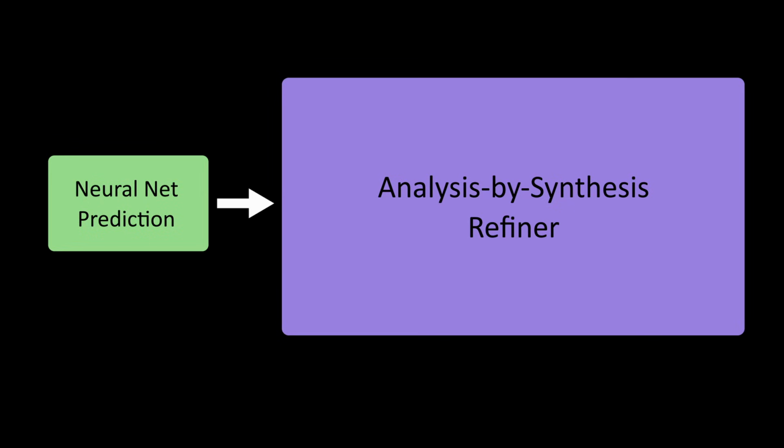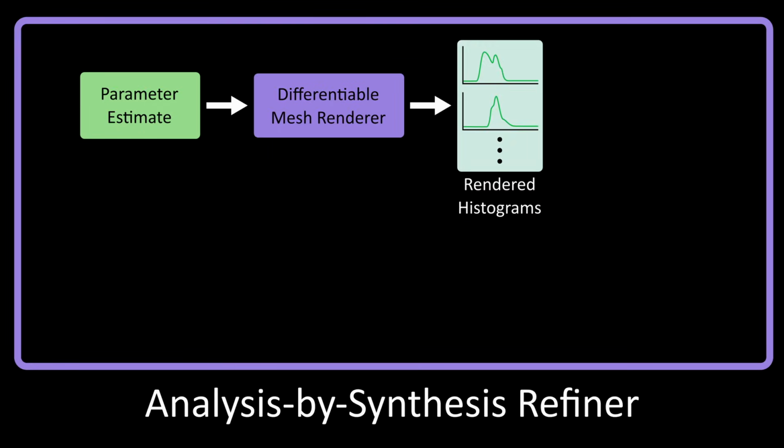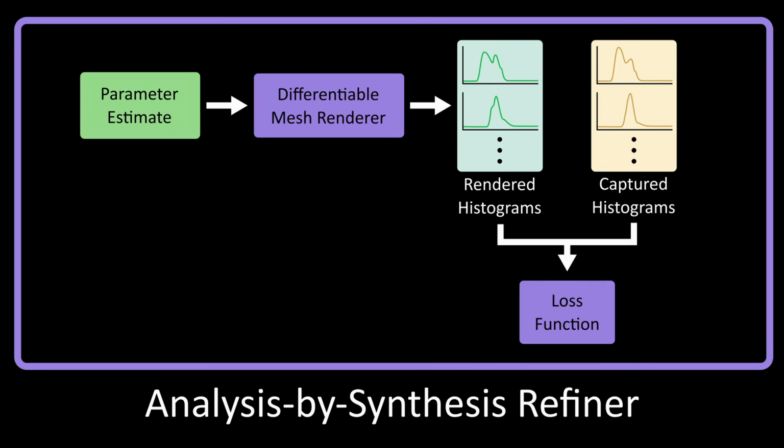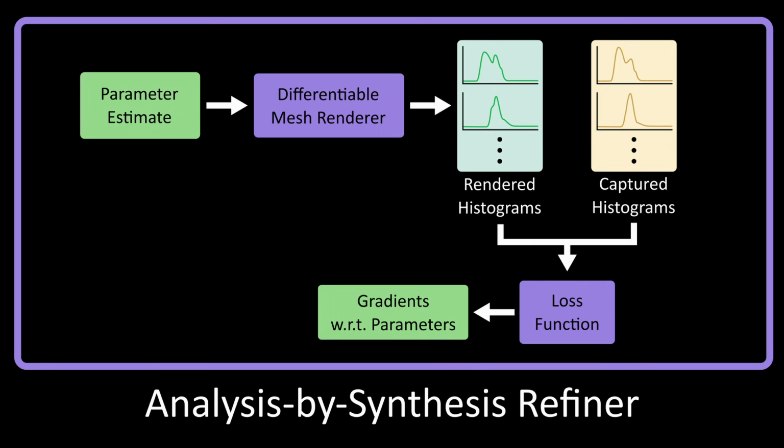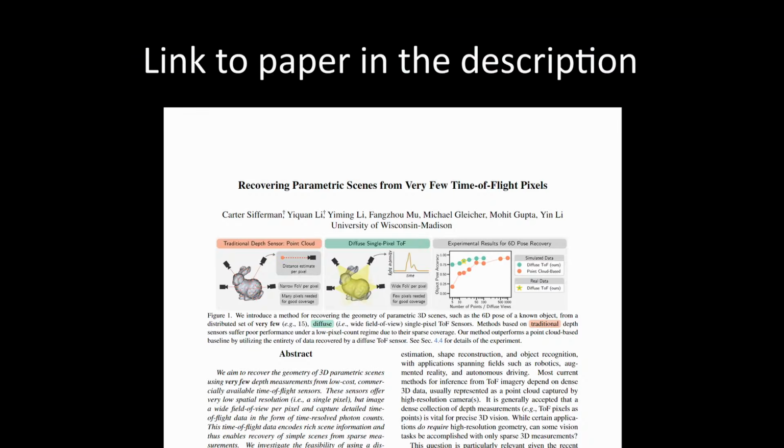Then, we iteratively refine the prediction from that neural network using a differentiable analysis by synthesis pipeline. At each iteration, we render what we expect the measurements from the sensor to look like, given the current estimate of scene parameters. We then compare the rendered histograms to the captured histograms via a loss function. We take the gradient of that loss function, and the scene parameters are iteratively tweaked via gradient descent to minimize the difference between the rendered and the captured histograms. In the end, we get an accurate estimate of the underlying parameters, which utilizes the entirety of information captured by each sensor and takes advantage of the sensor's wide field of view. For more details and quantitative results, see the paper.